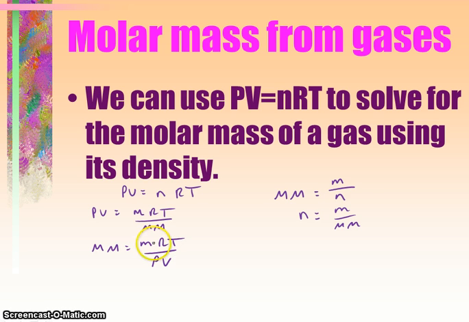Now, one other thing we can do. If we have mass divided by volume, that gives us density. So we could substitute in m divided by V for d. So molar mass equals dRT over P. And this is a way that we can calculate the molar mass of a gas.